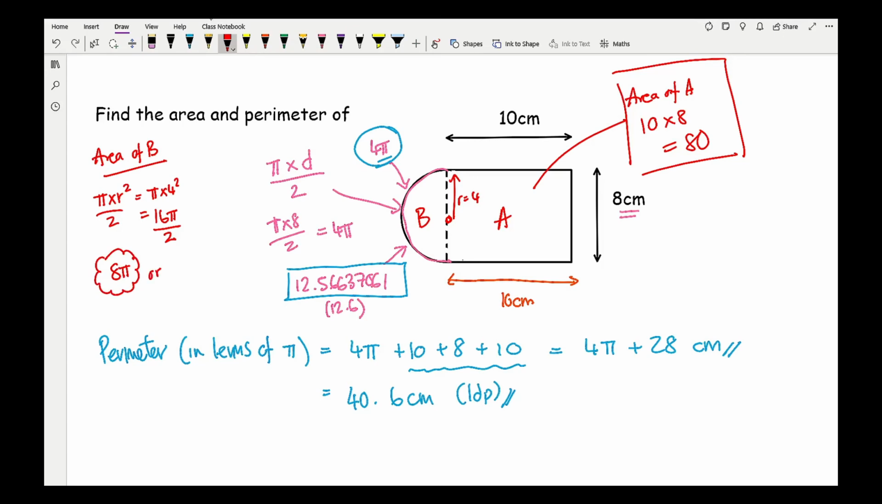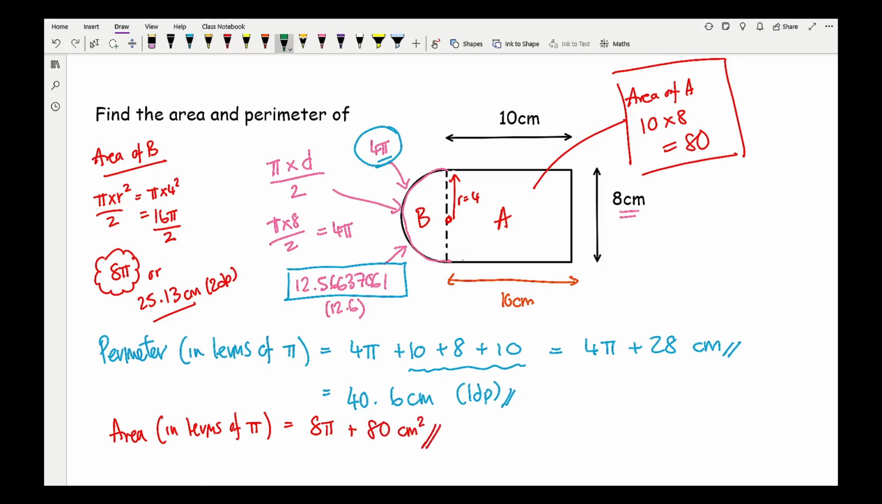Or if I'm going to type that into my calculator, I'll get an answer of 25.13 centimeters squared to 2 decimal places. So they're the two areas that I've got. So to work out the area, and again in terms of pi, is going to be 8 pi, which is the area of B, plus the area of A, which is 80, and that's going to be in centimeters squared, and that would be my final answer.